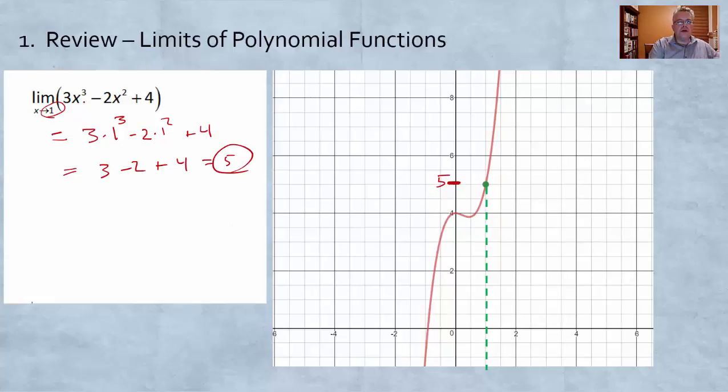As x approaches 1, this first term is approaching 3. The second term is approaching negative 2. And this term is approaching 4. 3 minus 2 plus 4 is 5.